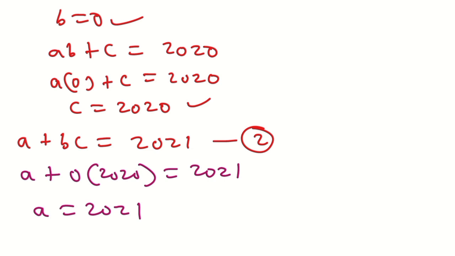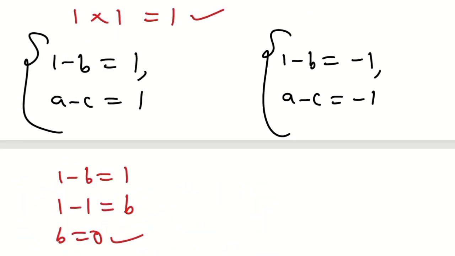We'll now write everything here. a is 2021, b is 0, and c is 2020. Let's go write them here like this. So here we have that a is equal to 2021, b is equal to what?